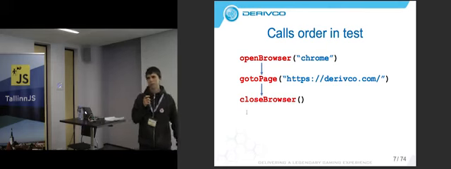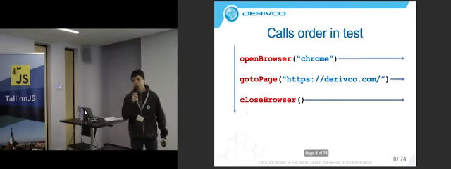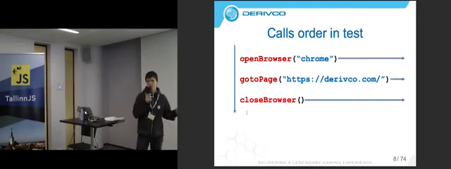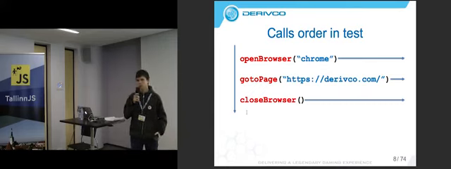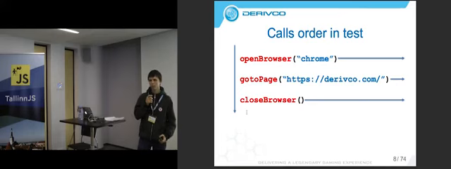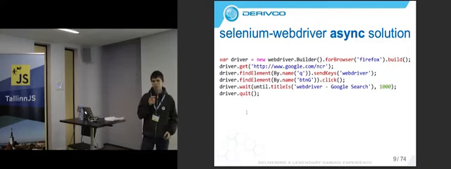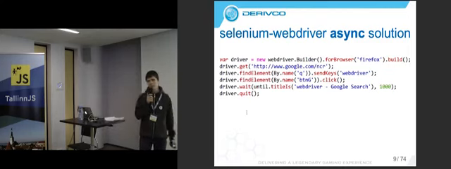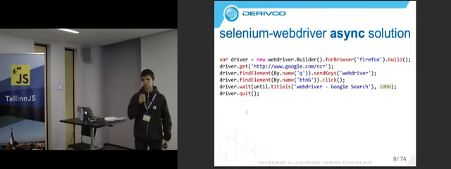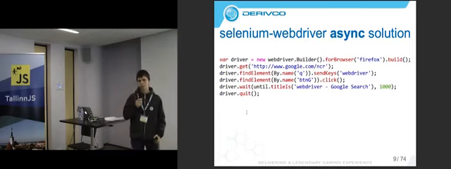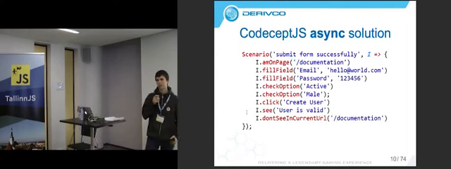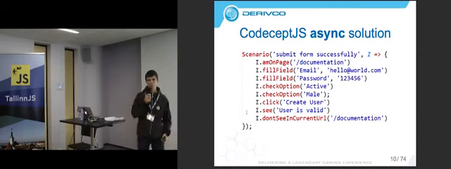Let's consider a simple example which opens a browser, makes some navigation, and closes the browser. In synchronous languages, you expect that these functions will be called sequentially, step by step. But in JavaScript, it really depends on what kind of function you use, synchronous or asynchronous. And usually in functional test development, you work with asynchronous functions. In this case, the interpreter starts to execute these functions sequentially, but due to asynchronous behavior, these functions will be executed concurrently. And at the end, you will get some unexpected error.